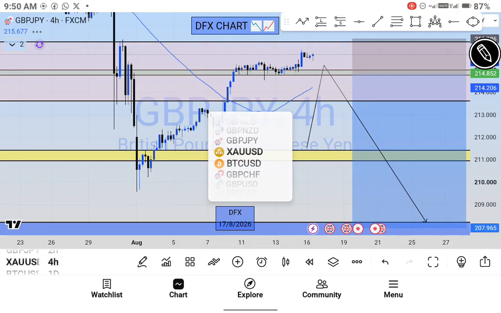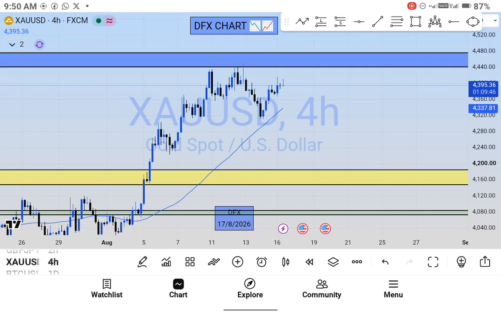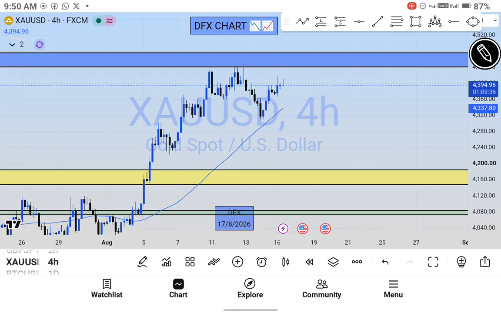On gold, actually, I don't have much on gold, but I will be buying gold if we have a touchdown to this point to the upside. So that's all I have for gold. Okay. Let me quickly make a recap.